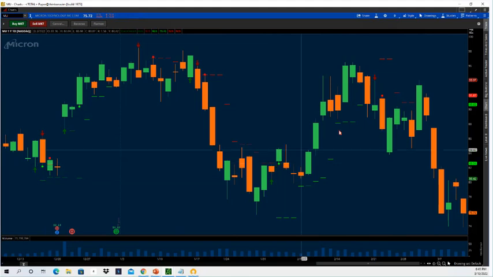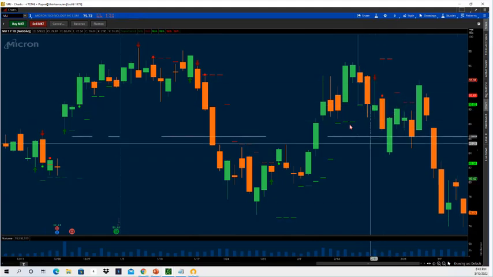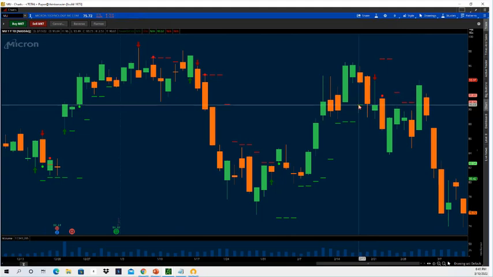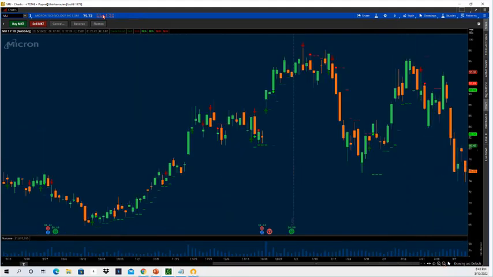The entry on this one would have been around 82.50 a share. It trailed our stop up to 90.50 a share, right? So that's a nice 8-point move in Micron before it reversed on us. As you can see, obviously it did here significantly. So this is what can help us lock in profits on successful trades and prevent those from getting wiped out on a trend reversal. Okay, so there's how the trailing stop algorithm works on that.